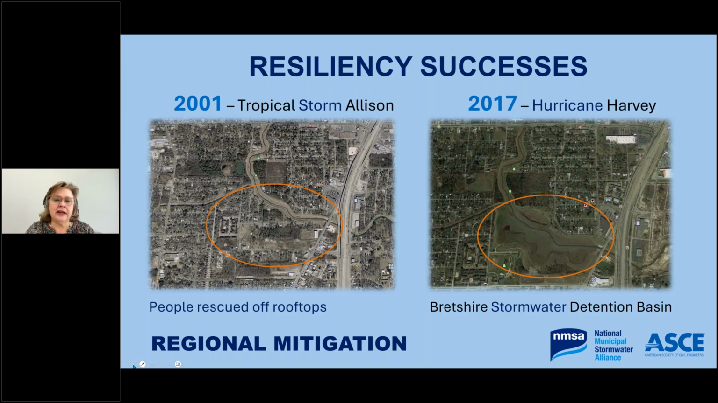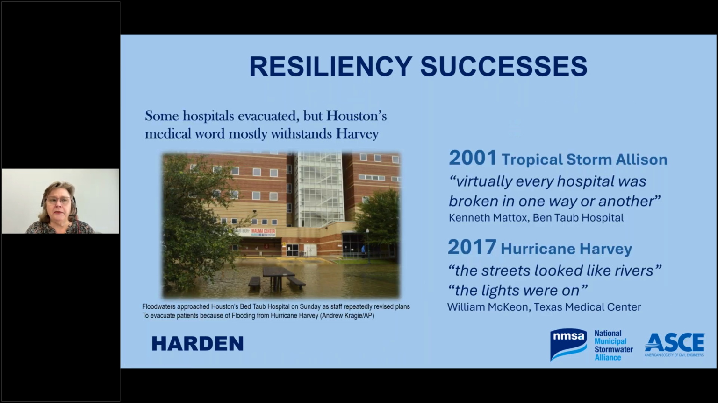the past. During 2001 Tropical Storm Allison, the hospital complex, the Texas Medical Center, was severely impacted. Pretty much every building in the facility was, as one of the hospital executives said, broken in one way or another. The tunnels that connected the hospitals to each other allowed flooding to get from one building to another once it entered one of the buildings.